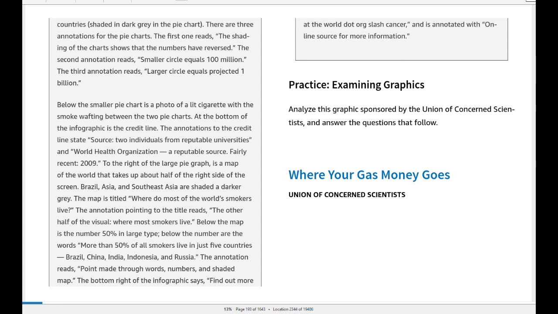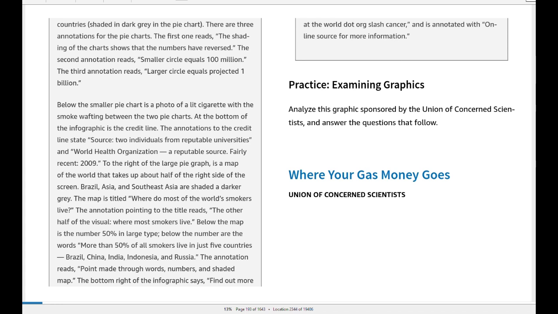Brazil, Asia, and Southeast Asia are shaded a darker gray. The map is titled, Where do most of the world's smokers live? The annotation pointing to the title reads, The other half of the visual, where most of the smokers live. Below the map is the number 50% in larger type. Below the number are the words, More than 50% of all smokers live in just 5 countries: Brazil, China, India, Indonesia, and Russia. The annotation reads, Point made through words, numbers, and shaded map.